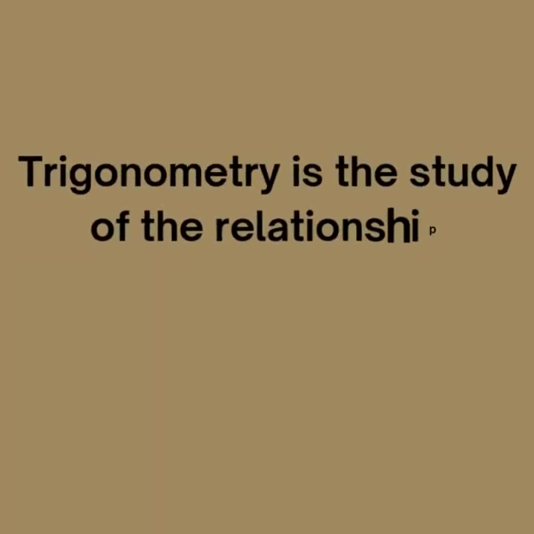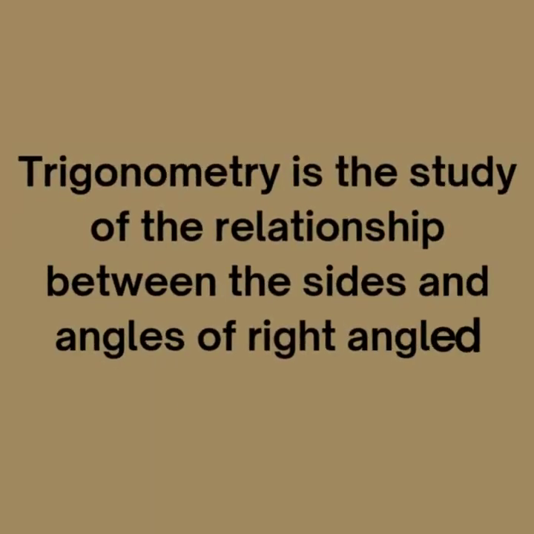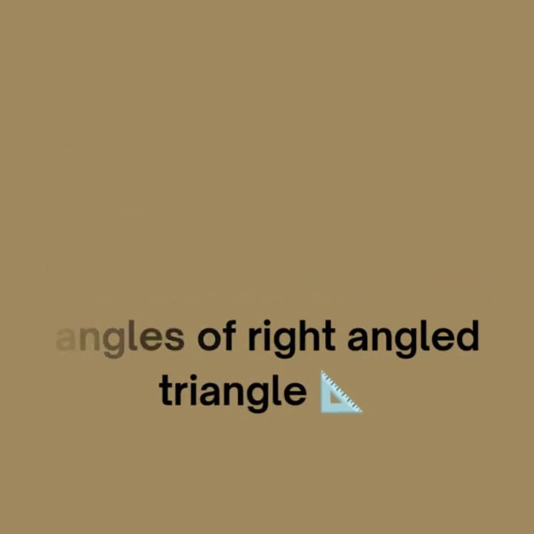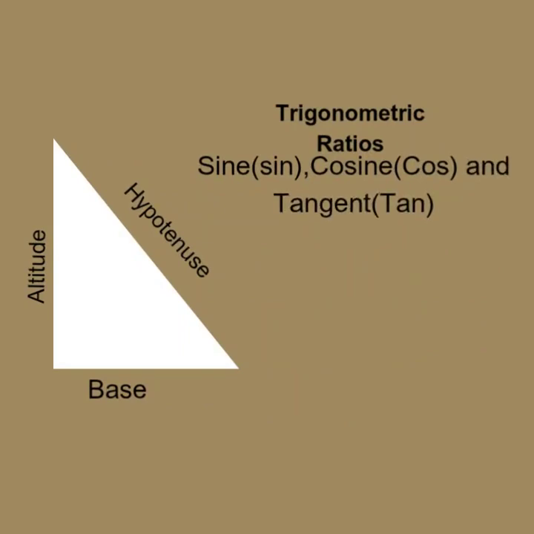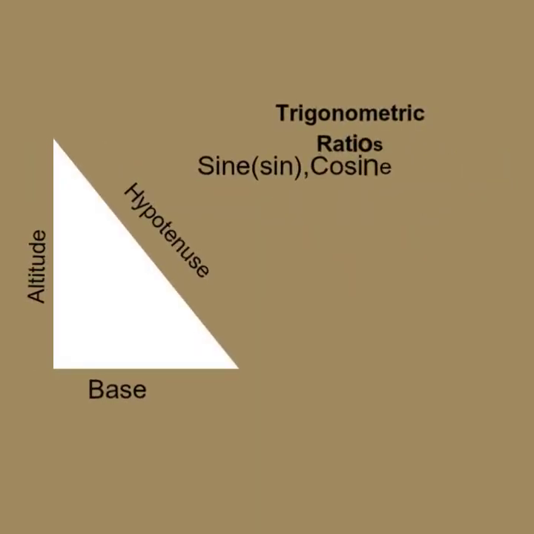Trigonometry is the study of the relationship between the sides and angles of a right-angled triangle. Now look here, this right triangle has altitude, base and hypotenuse. To find height, distance and angles, we use three basic trigonometric ratios: sine, cosine and tangent. Sine, cosine and tangent are mathematical tools that help us find an unknown side or angle theta of a right angle triangle when we know some other measurements.